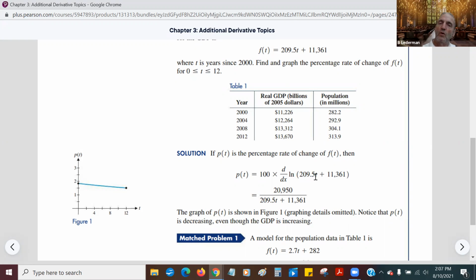The derivative is just 209.5, but it's 20,950. Why is that? Because it's 209.5 times 100, so it's 20,950. And the graph is right over here, and notice that P of t is decreasing even though the GDP is increasing. That's kind of cool. All right, and that's percentage rate of change.